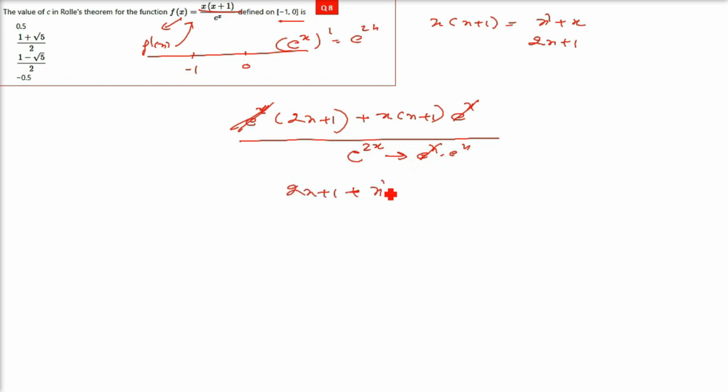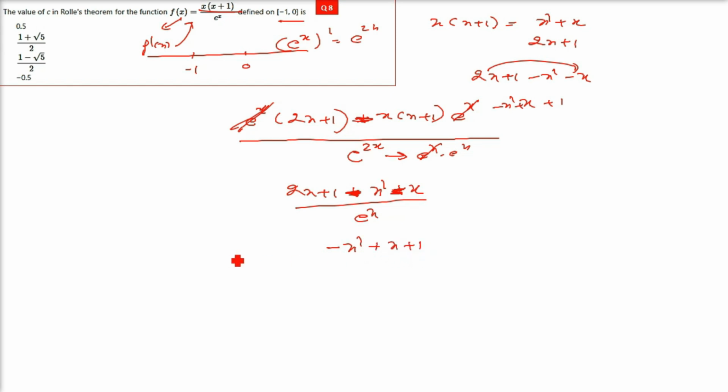This is not plus, this is minus. When we take the differentiation of p by q form, it has to be negative in between. So just let me change it. It will be negative. So it is 2x plus 1 minus x square minus x. So you get 2x plus 1 minus x square minus x. This is 2x minus x is x, and this negative x square comes here. Negative x square plus x plus 1. This is f'(x), with e raised x in the denominator.